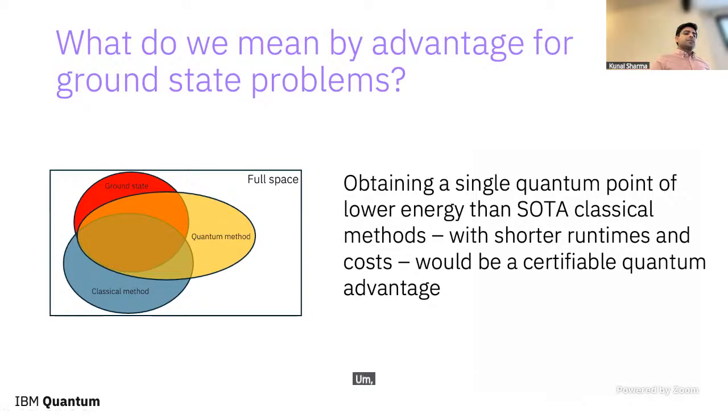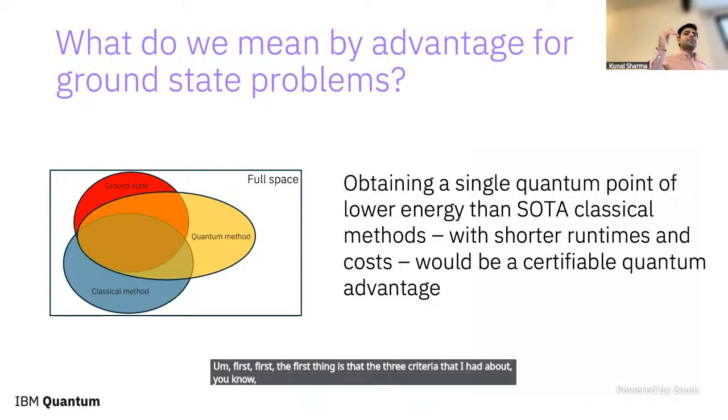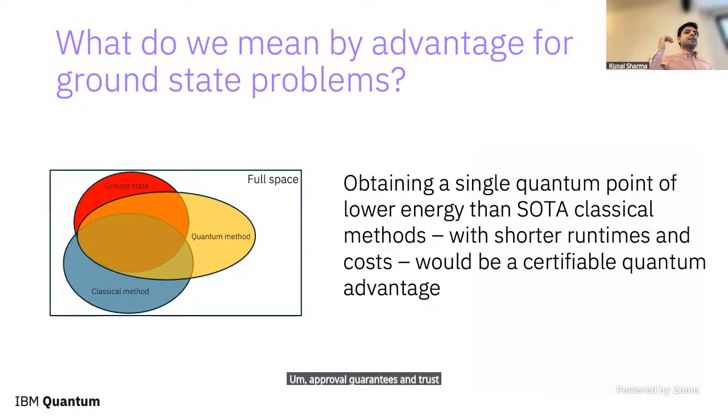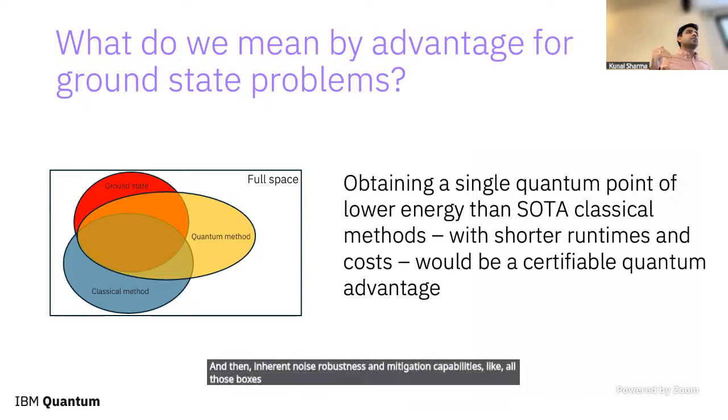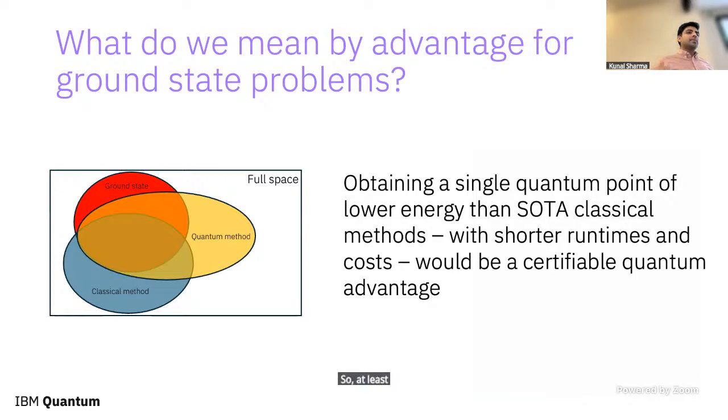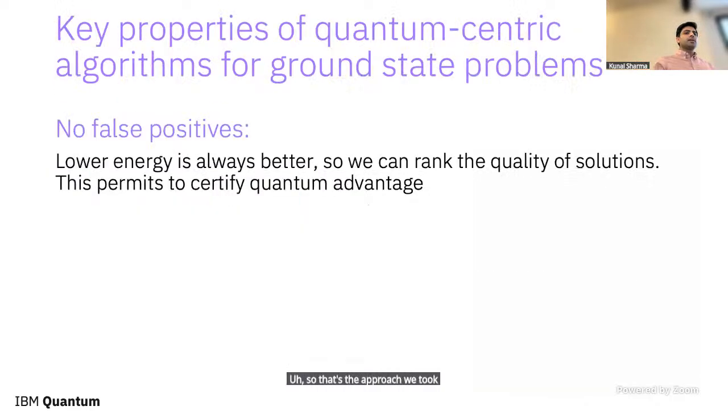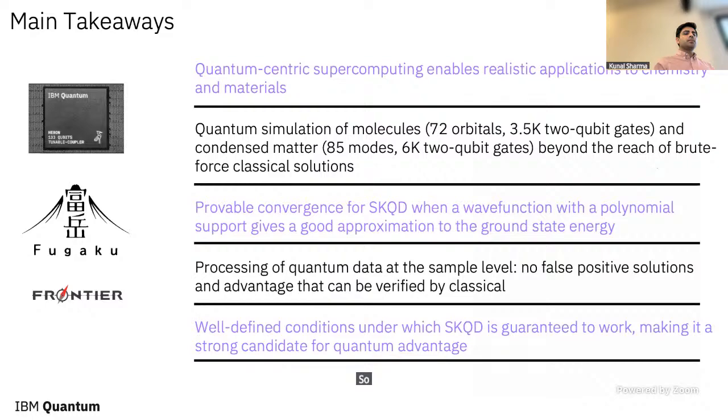The three criteria that I had, shallow depth circuits, provable guarantees and trust in experiments, and then inherent noise robustness and mitigation capabilities, all those boxes are checked now. So at least we can imagine that maybe there exists a Hamiltonian for which this algorithm will outperform other classical methods. So that's the approach we took. Let me skip this. I will share the final results, the latest results that are not out there yet.